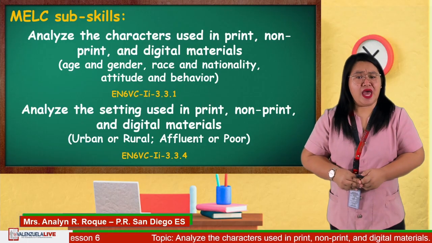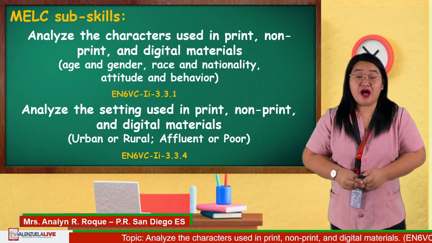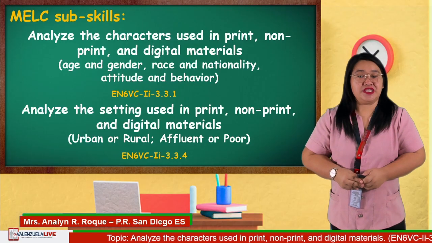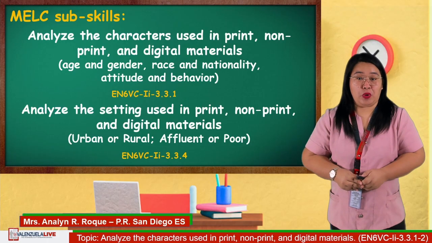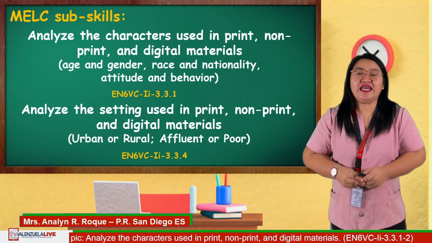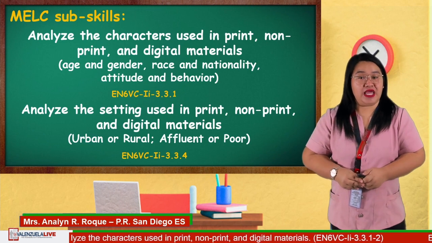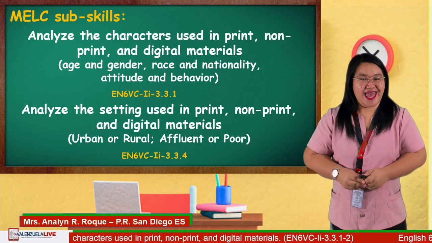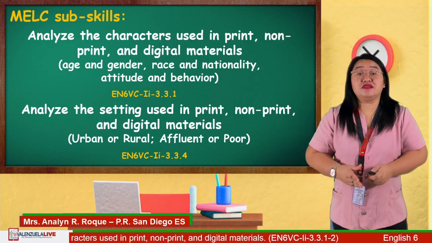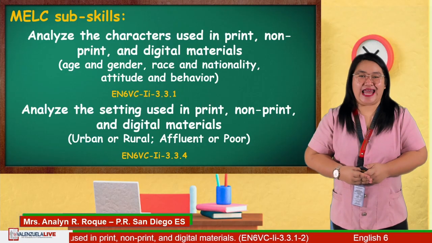EN6VC-1I-3.3.1 to 3. And also, analyze the setting used in print, non-print, and digital materials, whether urban or rural, affluent or poor, with the code EN6VC-1I-3.3.4. So, if you're ready, get your paper and pen, sit up straight, listen carefully, and let's start our class today.